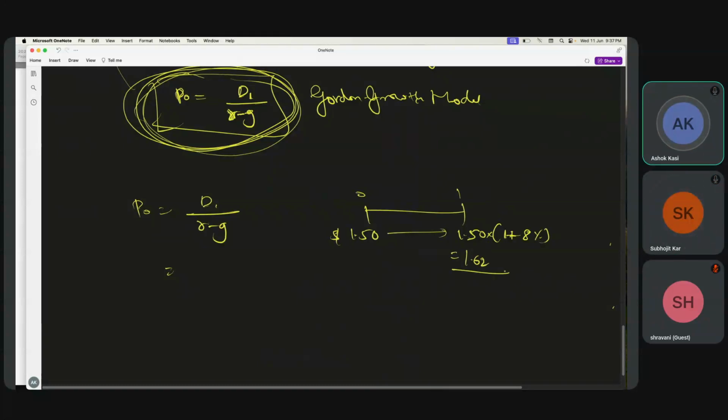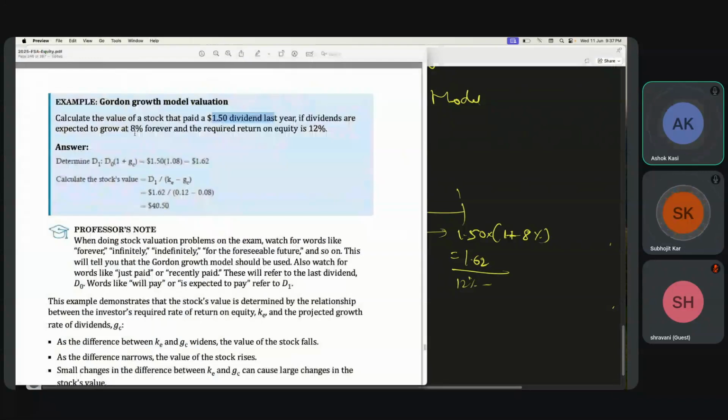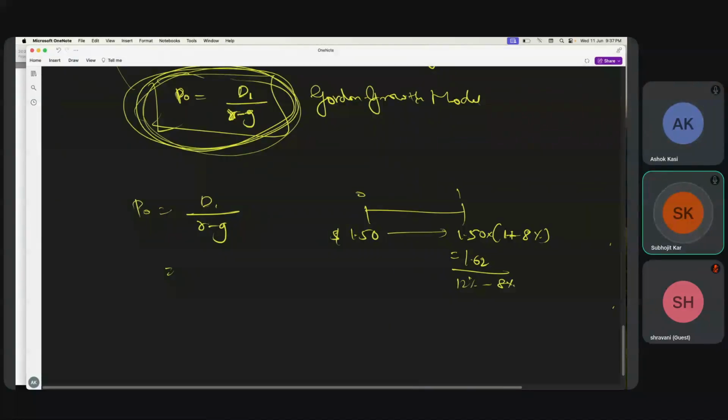1.62 is the expected dividend, divided by R minus G. R is 12 percentage, minus G is 8 percentage. So this will be 1.62 divided by, again as I said, you should leave the percentage and then minus. So 12 minus 8 is 4 percentage. Now you calculate this. So it's 40.5. 40.50. Okay.